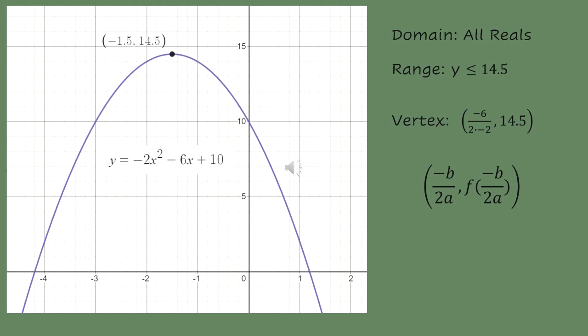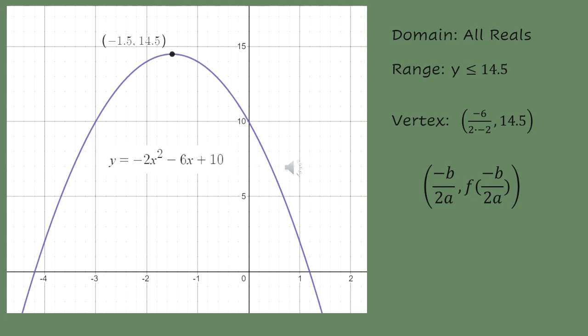Plug that in for x into the formula. So if I take 3/2 and plug it in for x, and I take -2 times 3/2 squared, subtract 6 times 3/2, and then add 10, I get 14.5 for the y. So that's how I quickly found exactly what that top point was. I found it was 14.5 by following this little formula. Take -b over 2a, that gives you the x coordinate, plug it in, that gives you the y coordinate.